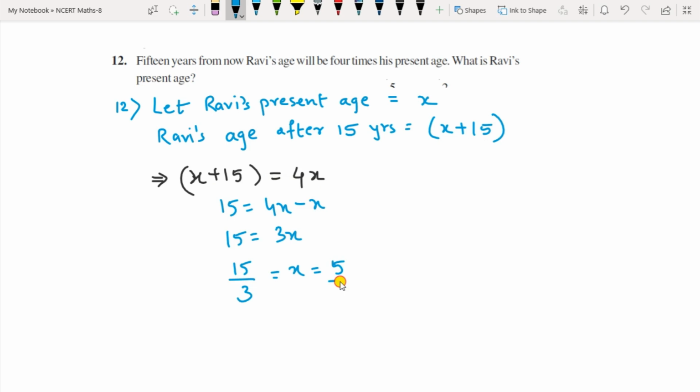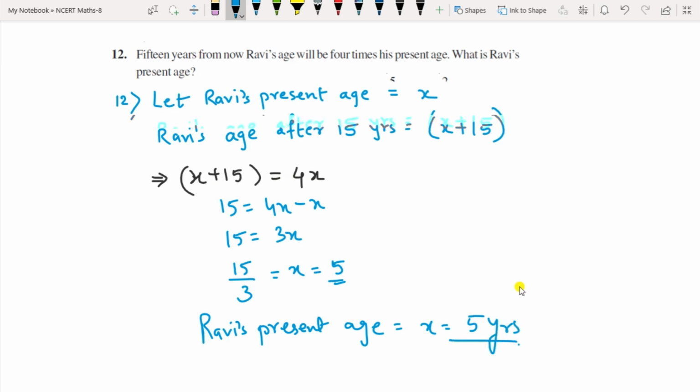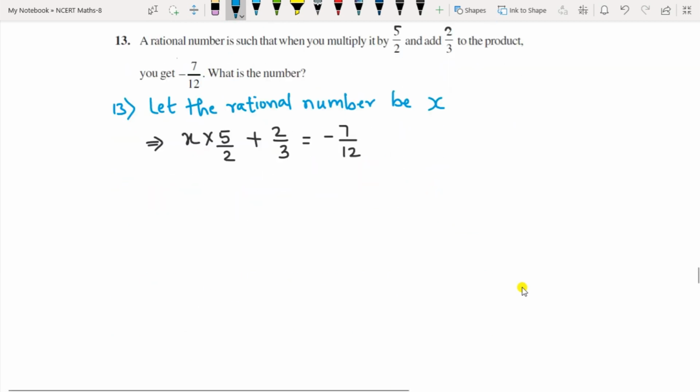Nothing here, no number means 1. Okay. So 15 upon 3, since 3 is with multiplication, it will get divided, equal to x. You get the answer as 5 years. So x equal to 5 years. They are asking just Ravi's present age. So that is x. So Ravi's present age is x equal to 5 years. That is the answer.